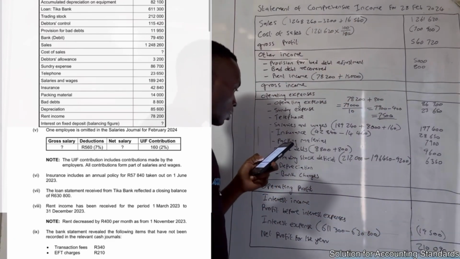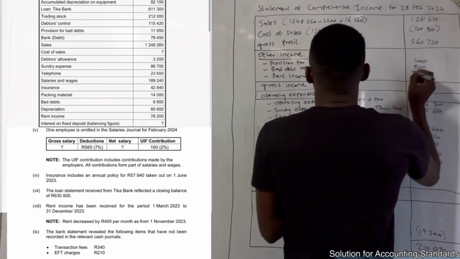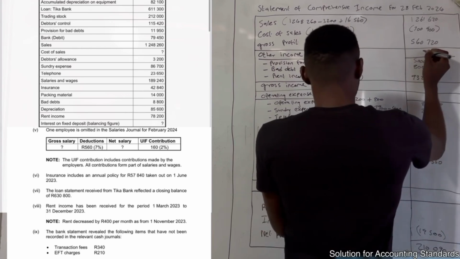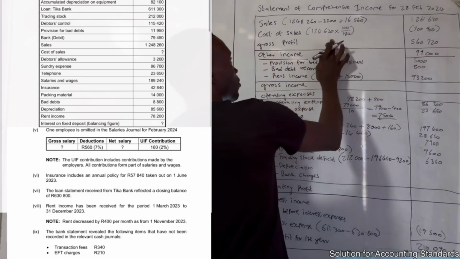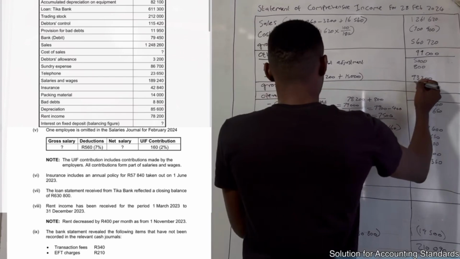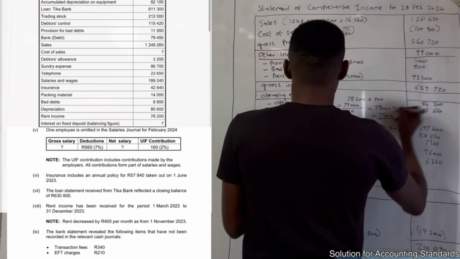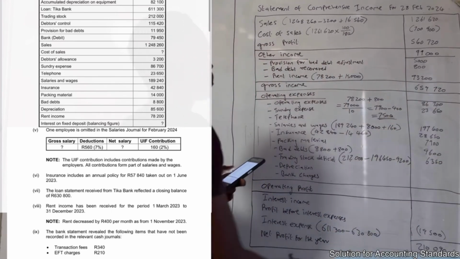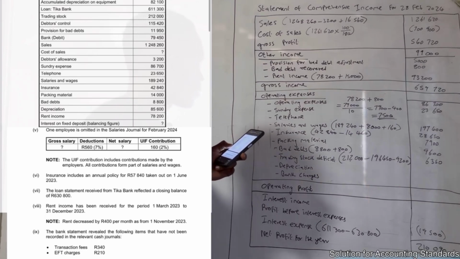Okay. This one will give you 93,200. Okay, here we can get a total which is going to give us 99,000. Okay, gross profit plus other income will give you gross operating income, or gross income, I mean 659,720. Okay, and the operating expenses, we still have telephone. Okay, sundry expense.